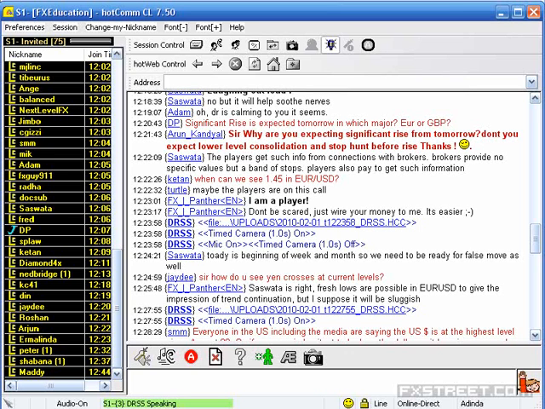The players get such info from connections with brokers. Brokers provide no specific values but a band of stops to players. If you think that way, it's fine, but you see that players are much more powerful, the brokers are hardly anything for them.